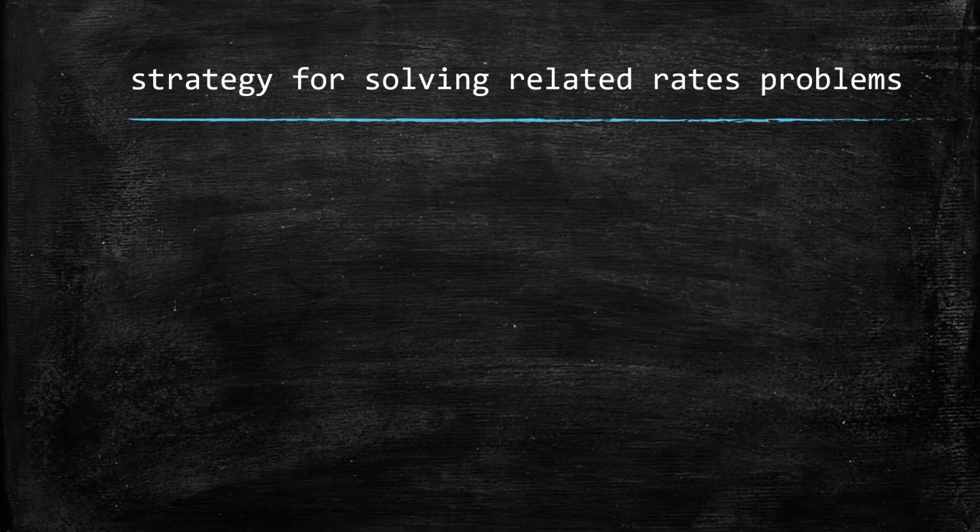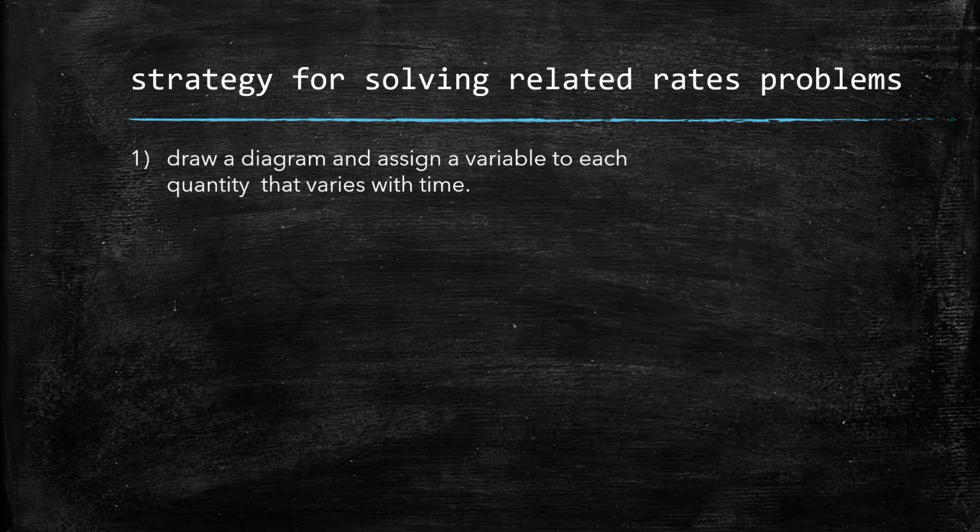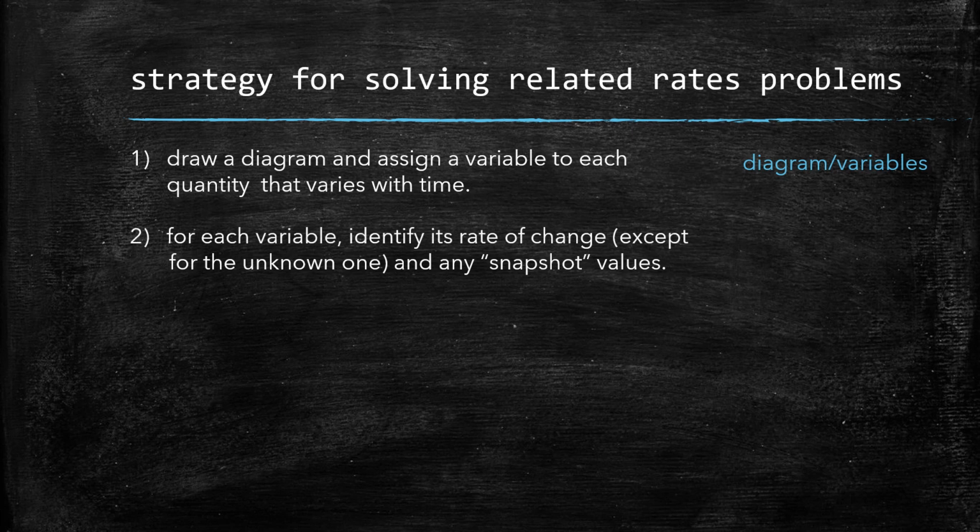So let me first lay out the strategy for solving related rates problems. The first thing is, if one's not given for you, it's essential to draw a diagram, and then to make sure you assign a variable to any quantity that varies with time. I've abbreviated this step to diagram and variables. The next step is really an organizational step, because these are all word problems. There's lots of numbers and things floating around. So it's really important to lay it all out, organize it, and identify any rates of change you're given, except of course for the one you need to find, and any snapshot values. I'll explain that in more detail when we do an actual problem.